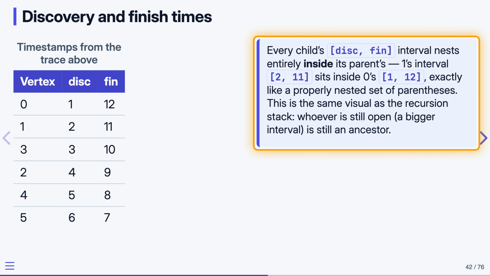This is the nesting property. Every child's interval sits entirely inside its parent's interval, just like a matching set of parentheses. It is the same fact as the recursion stack. Whoever is still open, with a bigger interval, is still an ancestor.